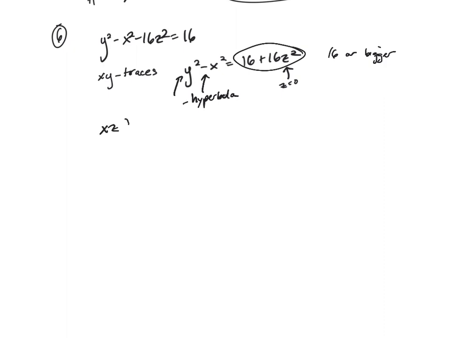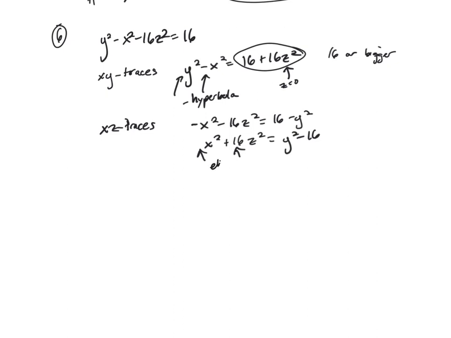The XZ traces, I was looking for a little more subtlety, although I was fairly generous with my grading on this. If we isolate X and Z by subtracting y squared from both sides, and then let's just multiply everything by -1. A couple of things to keep in mind. Notice that these coefficients are different, and so therefore this wouldn't be circles. Notice they're both positives, so this wouldn't be hyperbolas. This would be ellipses. Okay, we would get an ellipse.